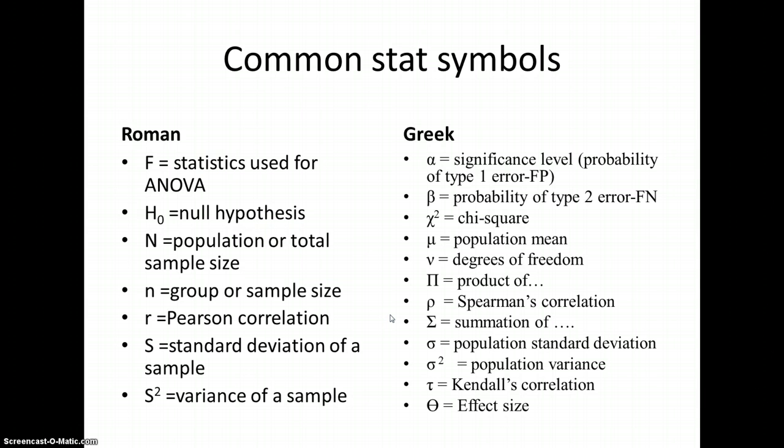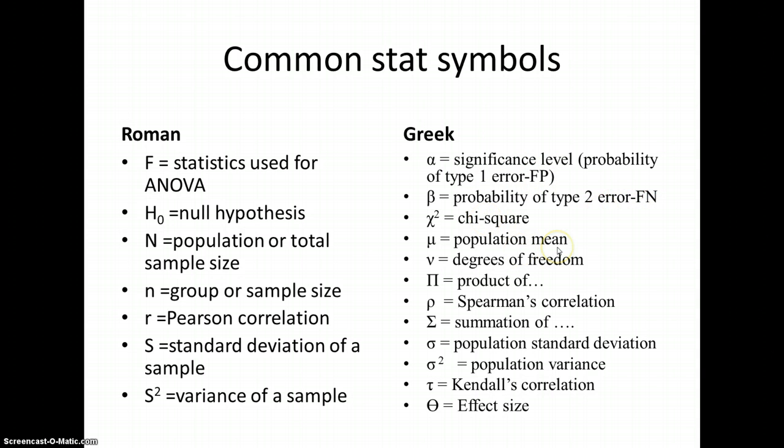We'll talk about correlations coming down, your standard deviation, your variance, and then your Greek symbols, your significance level, which is your type 1 error. So if you see alpha, you're thinking type 1 error. You see beta, you're thinking type 2 error. And type 1 error is your false positives. Type 2 error is your false negatives.